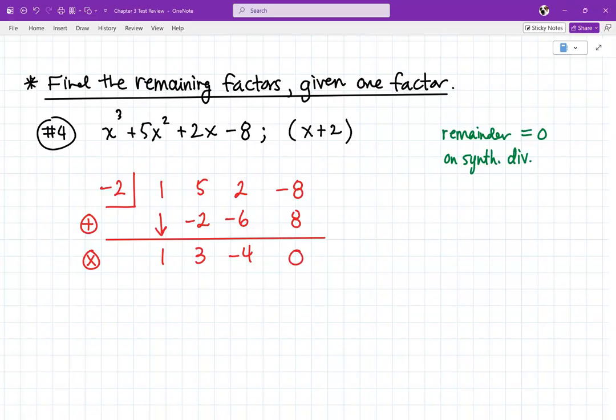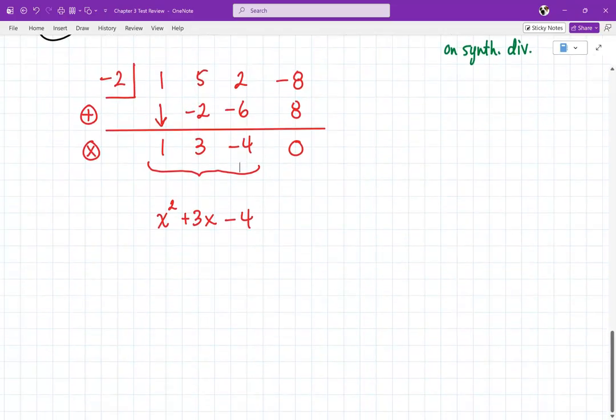That checks, right? I did it right so far. So let me write down the answer. This is my answer right here. It's x squared plus 3x minus 4. To find my other factors, I have to factor this. These are my other factors. Let me factor it out. So I'm going to have to use the x method.